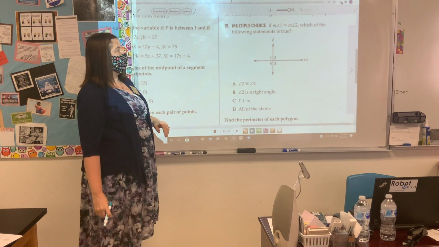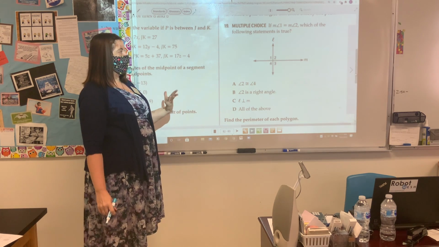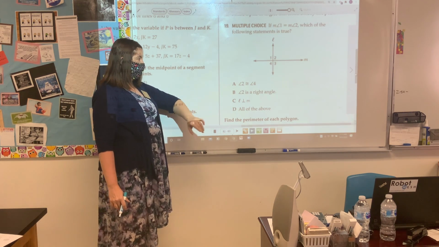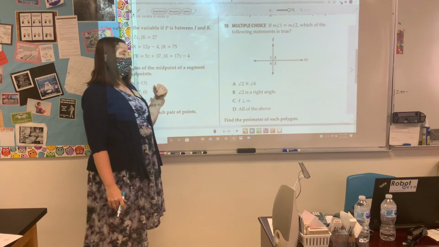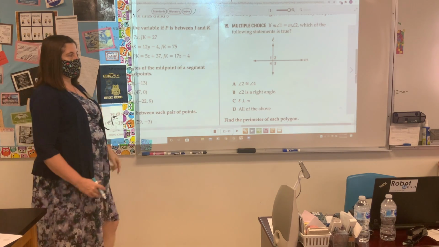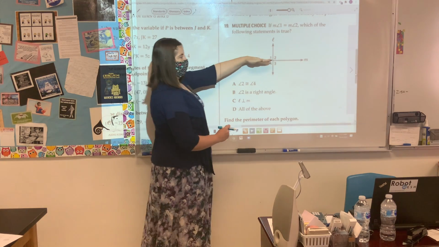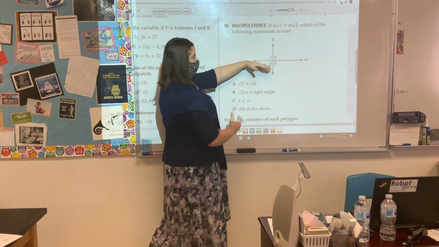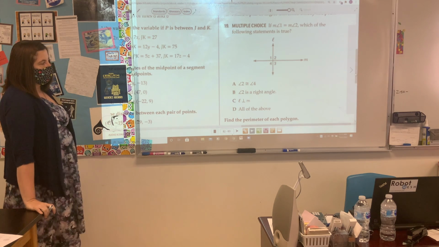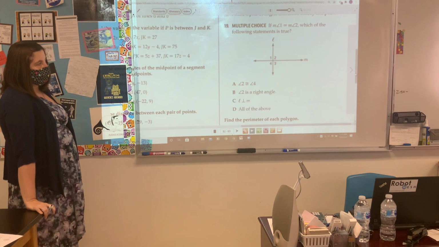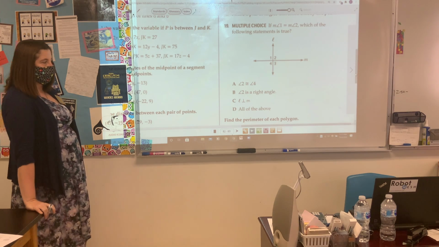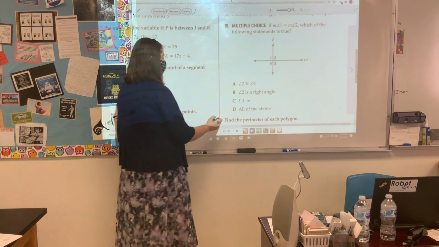Okay. Angle 1 and angle 2. Which of the following statements are true? A, B, C, D. Now think about what we have. We have two straight lines that intersect. D. I agree. I think all of the above. Why do you say all of the above?